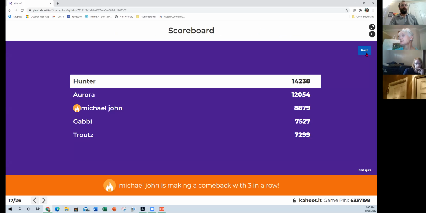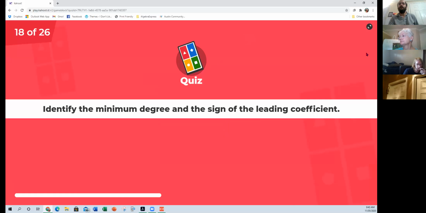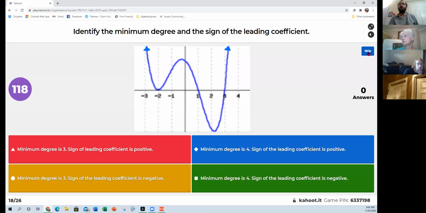So to tell if something's positive or negative, you look at the tail end of the function. If it's going up, it's always going to be positive. If it's going down, it will be negative. Minimum degree and the sign of the leading coefficient.